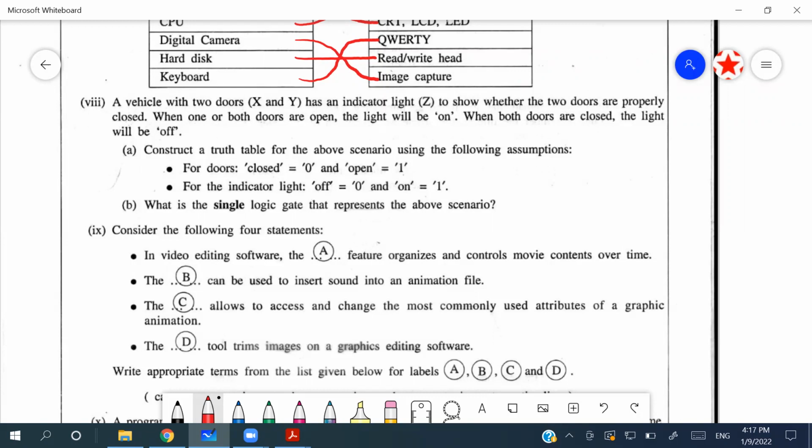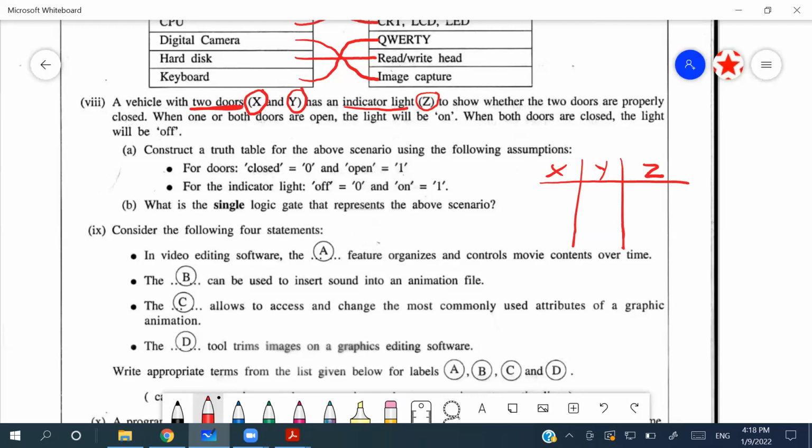For doors, closed is indicated by 0, open is indicated by 1. For the indicator light, off is indicated by 0, on is indicated by 1. So the question has given us the variables. The 2 doors are indicated by X and Y. The indicator light, that means the output, is indicated by Z. So the indicator light is the output. These 2 doors are the ones which manipulate the output. So we got 2 inputs, X and Y, right? And Z is the output.